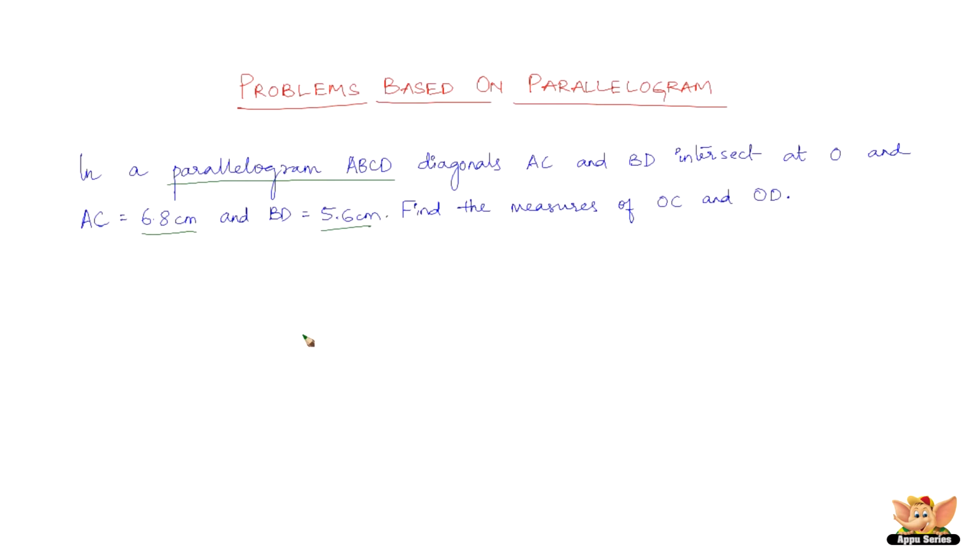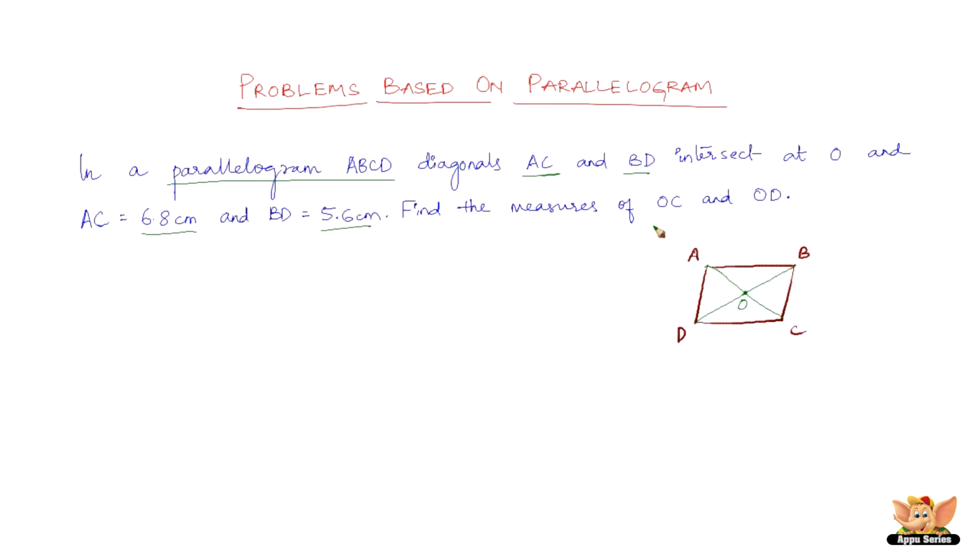Now, we know that one of the most important properties of parallelogram is that since the diagonals bisect each other, therefore O is the midpoint of both the diagonals AC and BD. Now let me show you how that works. Say for example we have parallelogram ABCD and it's given that the diagonals AC and BD intersect at O.